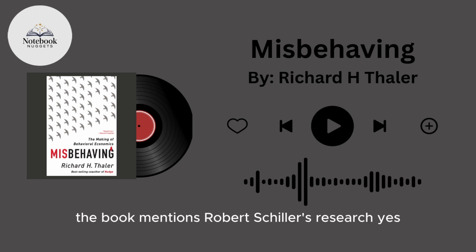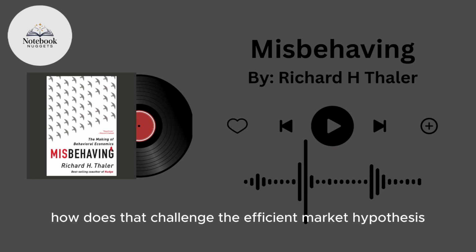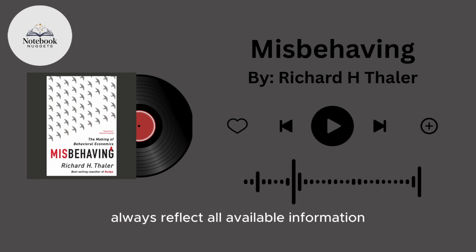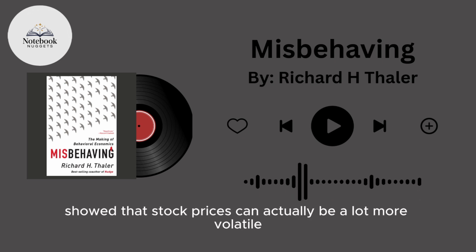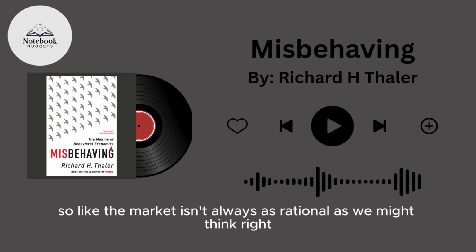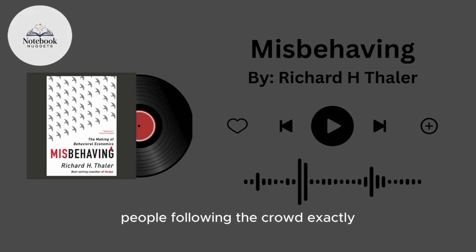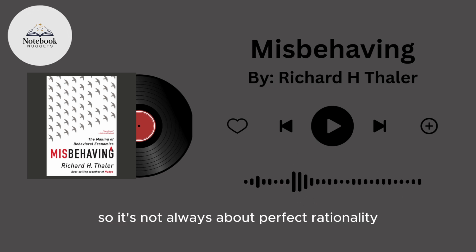The book mentions Robert Shiller's research. Yes. How does that challenge the efficient market hypothesis? So the efficient market hypothesis says that stock prices always reflect all available information. But Shiller's research showed that stock prices can actually be a lot more volatile than that theory would predict. So like the market isn't always as rational as we might think. Right. It's influenced by things like investor psychology and herd behavior. People following the crowd. Exactly. So it's not always about perfect rationality.